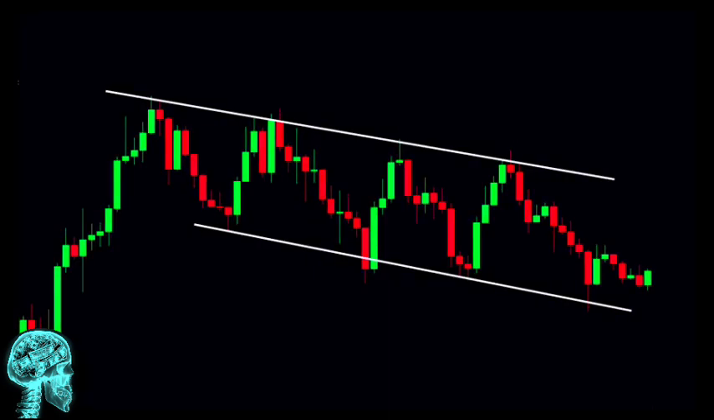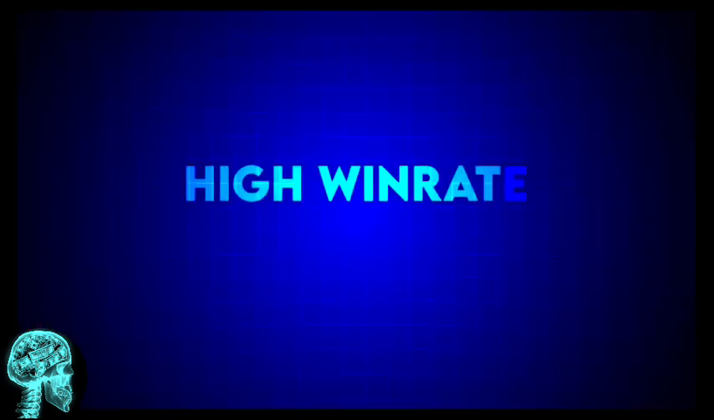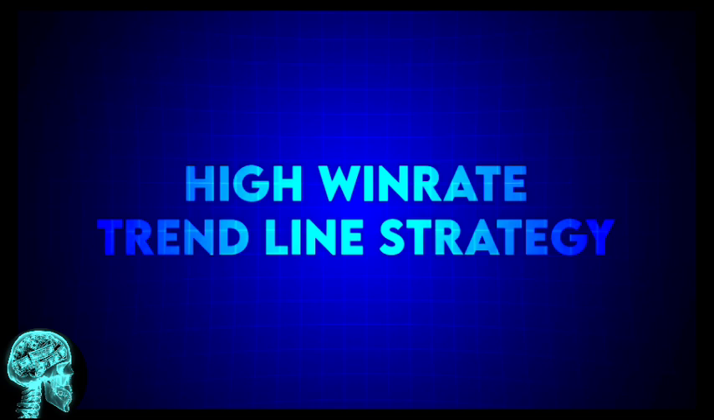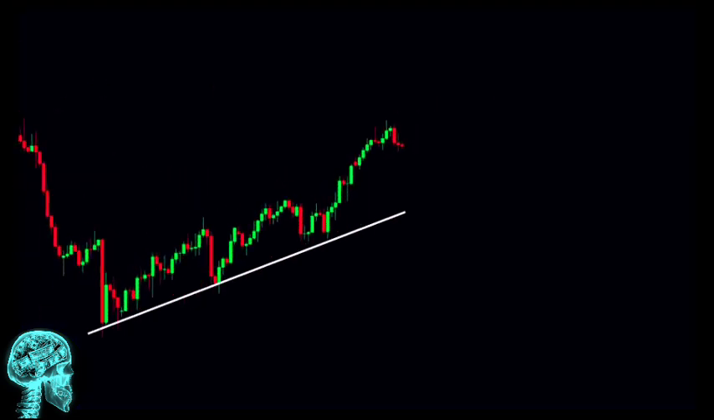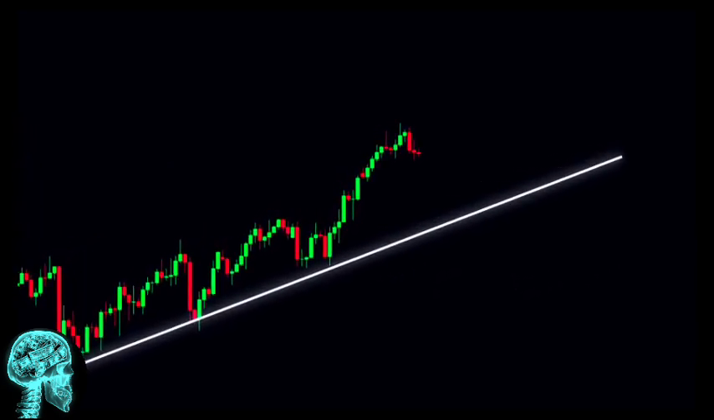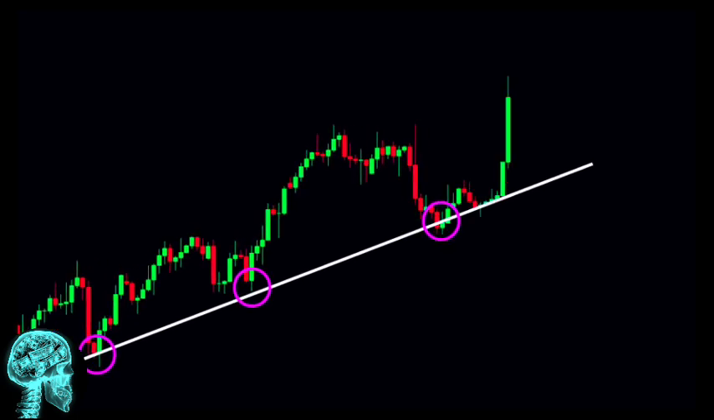Alright, now that you know how to draw trend lines the right way, I'm going to reveal the high win rate strategy that I use. So, the way this strategy works is we treat trend lines as key levels. Let's say you have an existing trend line drawn on a chart. Now, when drawing a trend line, we can see that price has bounced from it every time it touched in the past. So in the future, we could possibly expect another bounce.